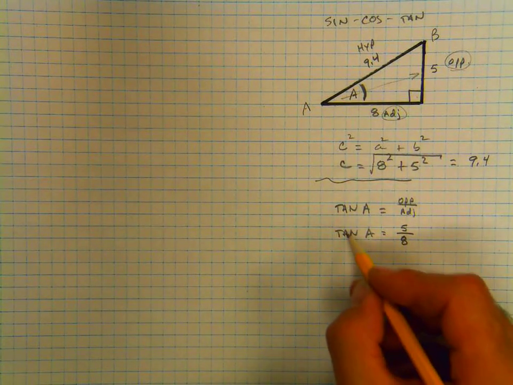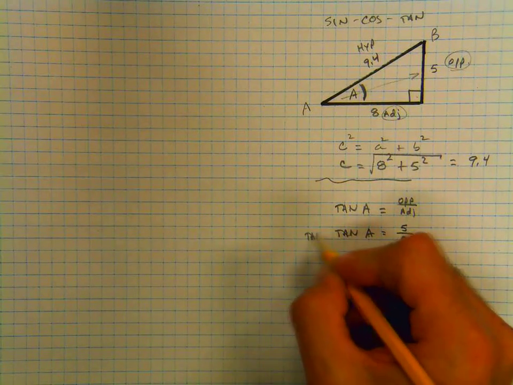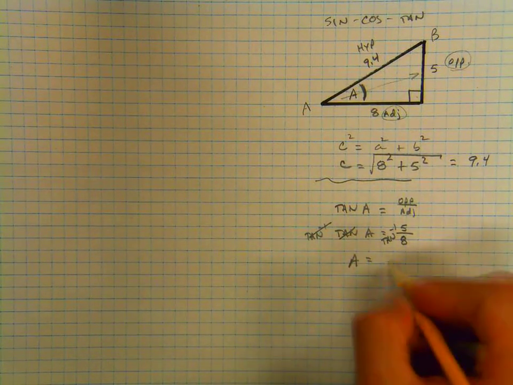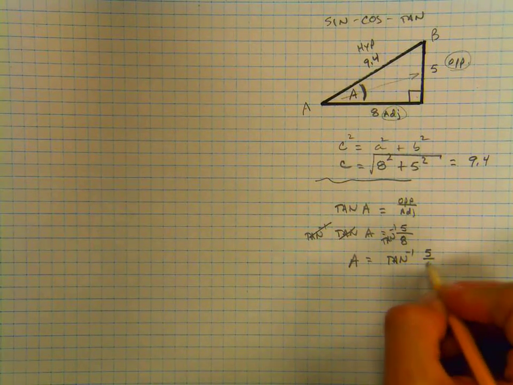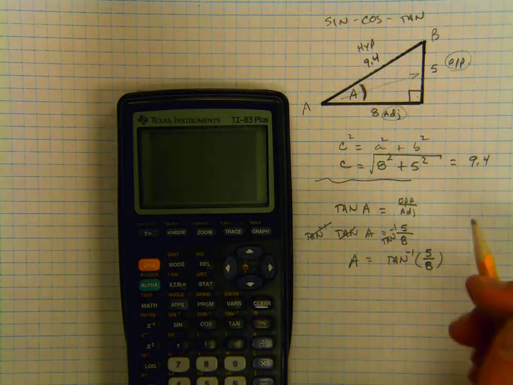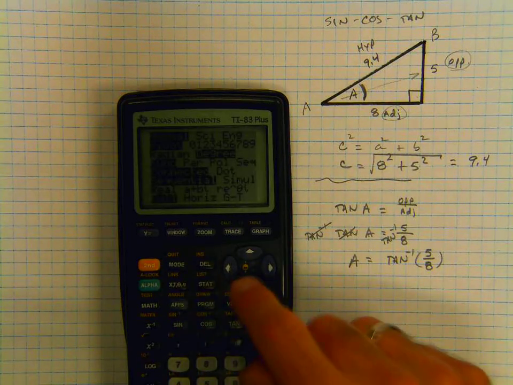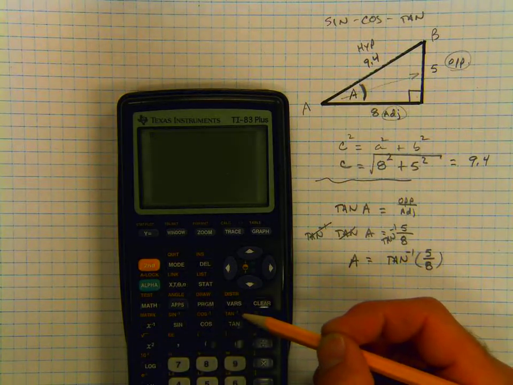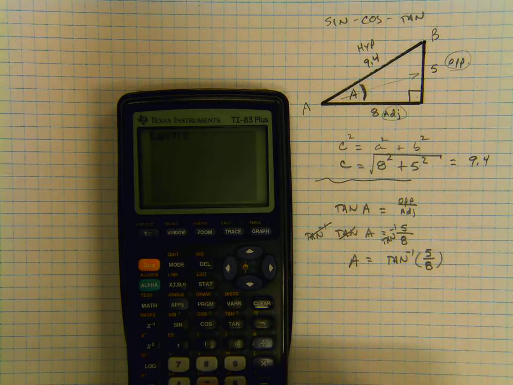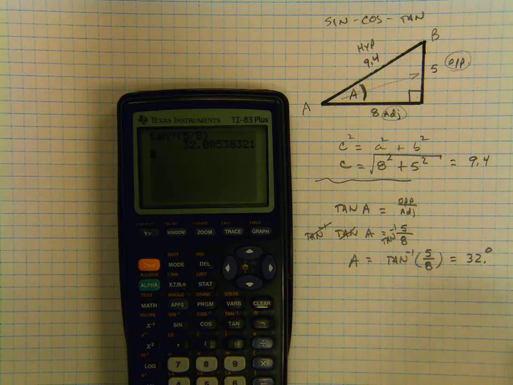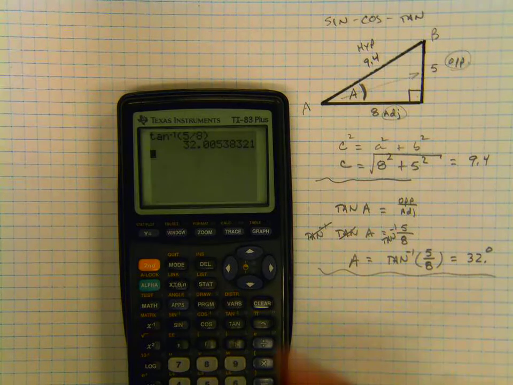Now, to get rid of this tangent so we can find the angle, we use the inverse tangent, and we'll find that A equals inverse tangent of 5 over 8. On the calculator, because we're dealing in degrees, we press the mode key and make sure we're in degrees, which we are. Right above the tangent key is the inverse tangent, and then we put in 5 divided by 8 and enter, and we get 32 point something, we'll just round it to 32 degrees. Very cool. That's how that works.